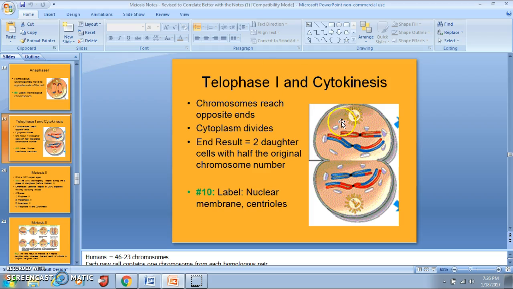Okay. We're going to end up with 2 daughter cells that have half the number of chromosomes as the parent cell. In this case, we had 4 chromosomes in our parent cell, and they were all replicated. They looked like X's. And now we end up with 2 daughter cells that have 2 chromosomes, and they are still replicated. They still look like X's. So we went from 4 chromosomes in the parent to 2 in the daughter cells.